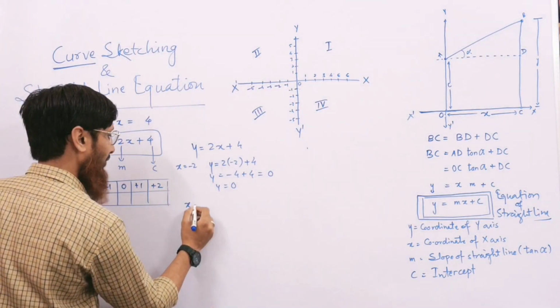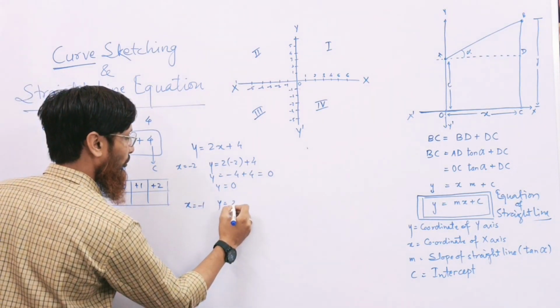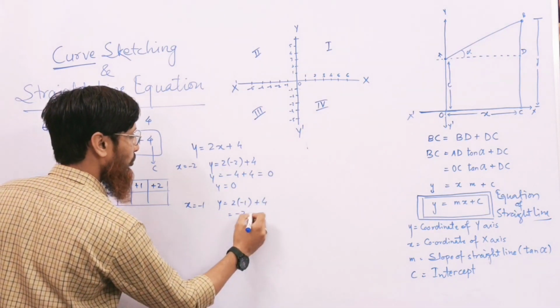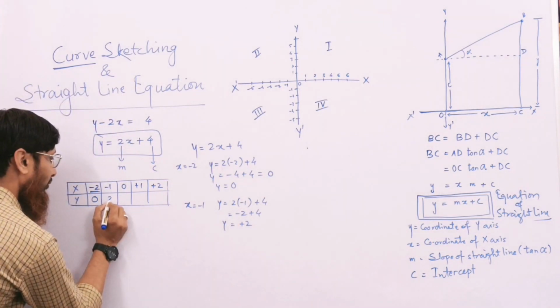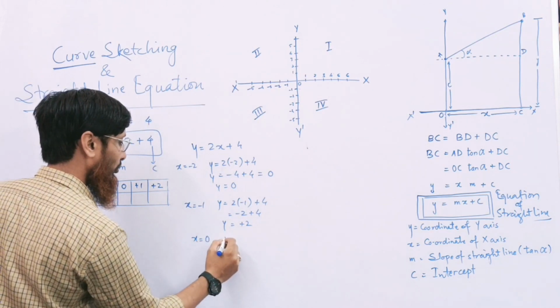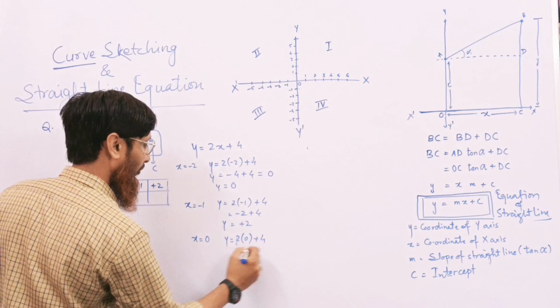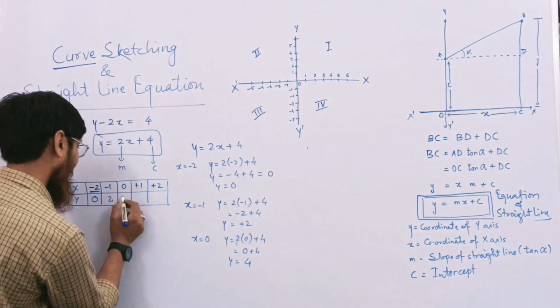Now when we take x equals minus 1, what do we get? y equals 2 into minus 1 plus 4. That is minus 2 plus 4, that is plus 2. So here 2 only. Now when we take x equals 0, y equals 2 into 0 plus 4. That is 0 plus 4, that is y equals 4.